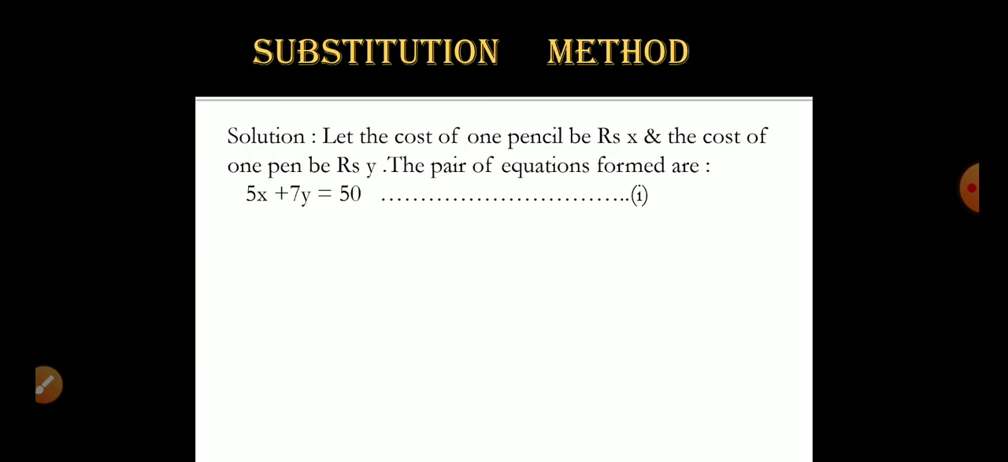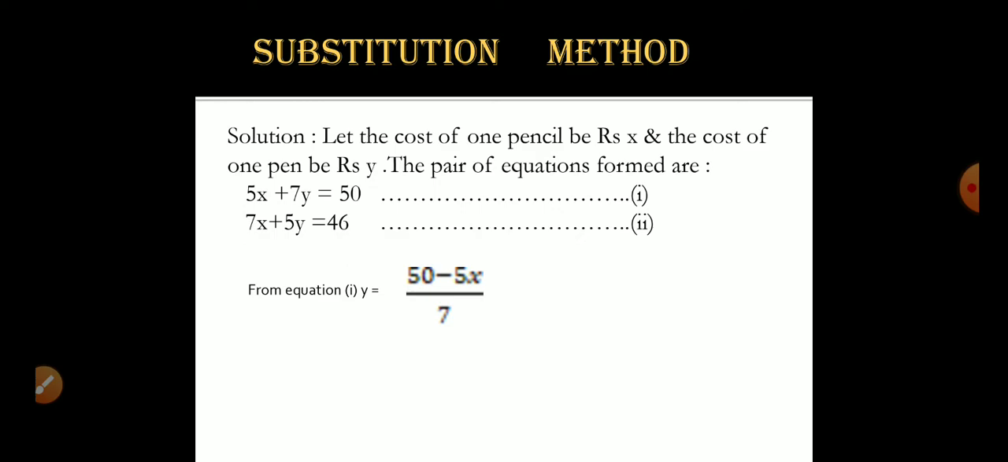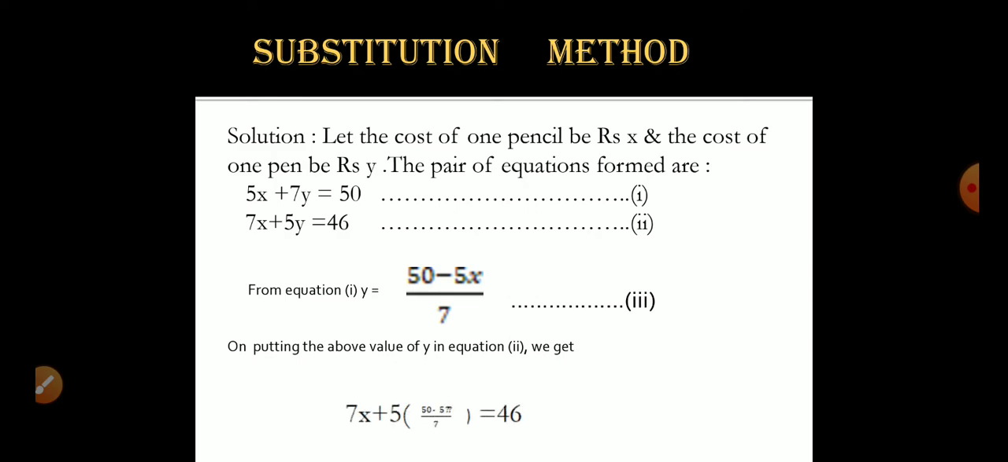Okay, from the first equation, if we want to find out the value of y, then it is 7y equal to 50 minus 5x, y equal to 50 minus 5x upon 7. Okay, so now we have to put y equal to 50 minus 5x upon 7 in equation 2. We will get 7x plus 5 into 50 minus 5x upon 7 equal to 46.